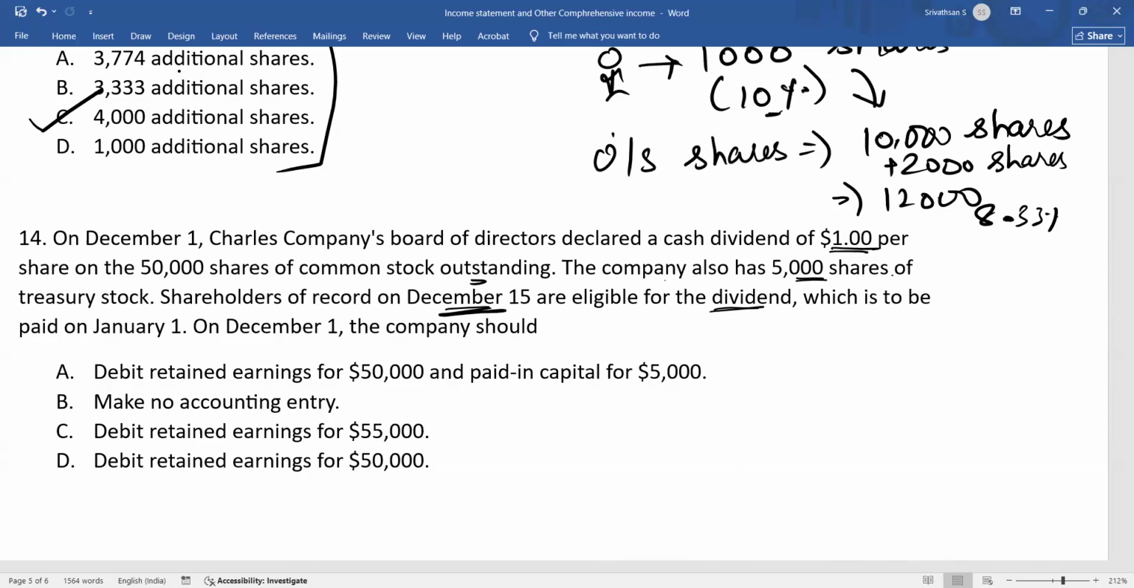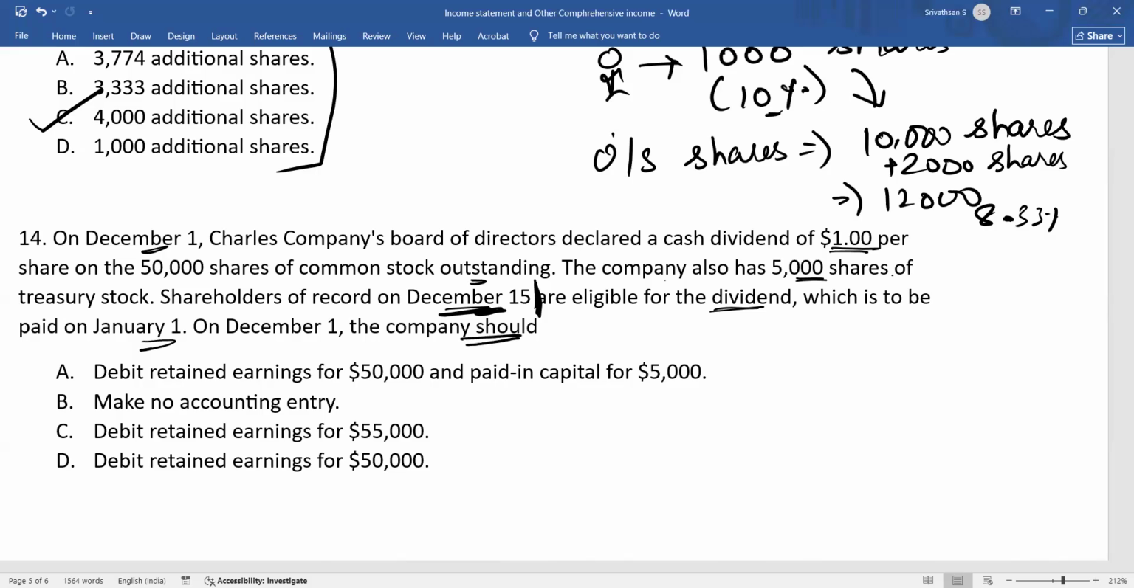What is the record date? The dividend is declared on 1st December. Any shareholder who purchases the share before December 15th will get the dividend. So on 15th of December, if you are a shareholder of the company, you will get a dividend. But if you purchase the share on 16th December, after the record date, you will not get the dividend. The payment of dividend is on 1st January.